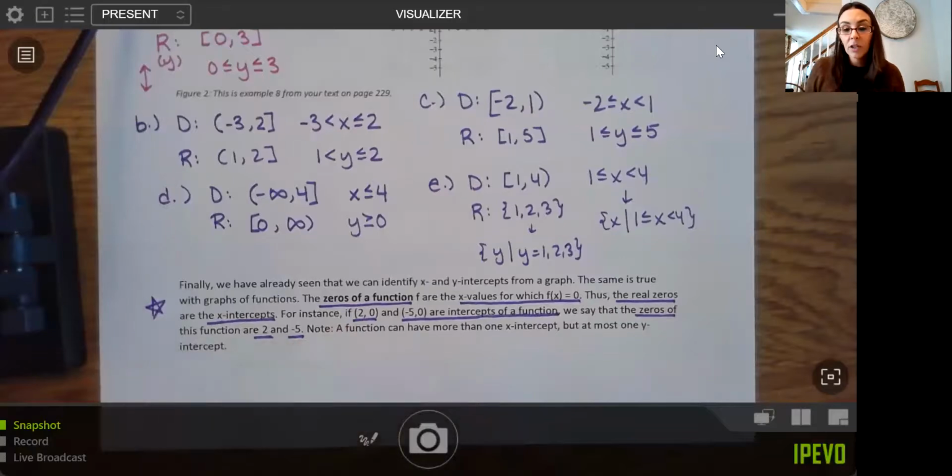One last note, a function can have more than one x-intercept, but if it is a function, it would only have one y-intercept. If something is not a function, it can have more or less, but if it is a function, it would have at most one y-intercept.